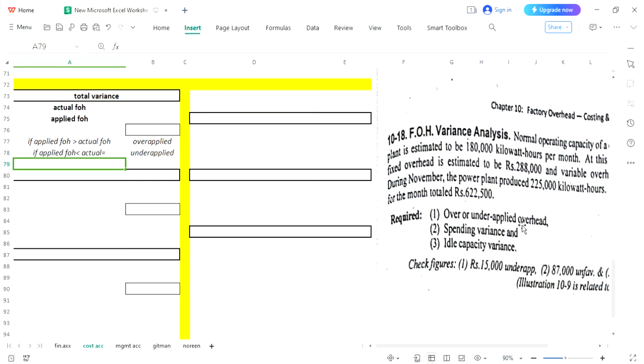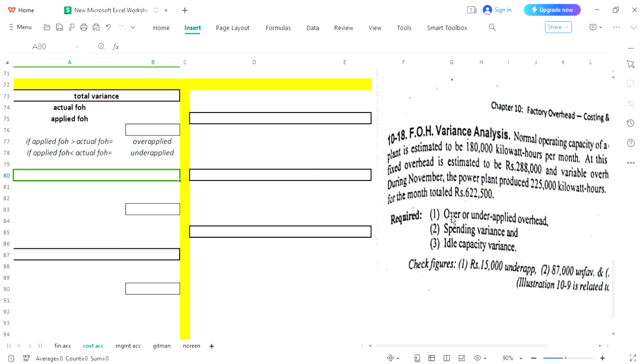What we have done: under or over applied FH is calculated through total variance. Total variance is between actual and applied FH. If applied is more than actual, it would be over applied, and if applied is less than actual, it would be considered as under applied. So in this way you will be able to calculate your total variance.